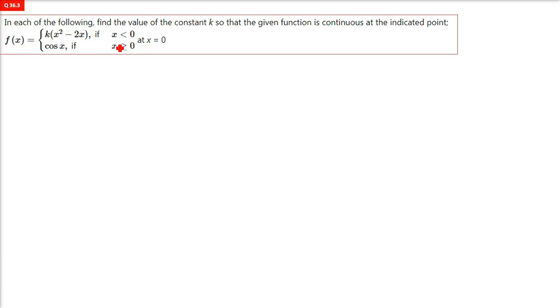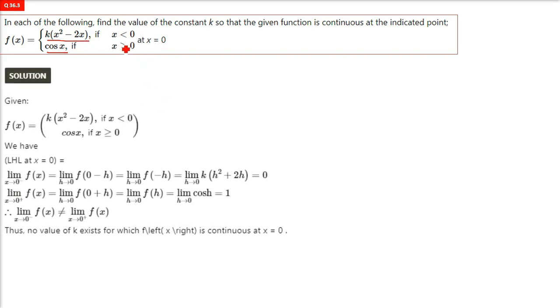In each of the following, find the value of the constant k so that the given function is continuous at the indicated point. So we have cos x, and k into (x square minus 2x). We can apply the limit also, but without even applying the limit we can solve this. So let us see how we are going to do this. Because x equals 0, if x is less than 0, then we have to use k into (x square minus 2x). When x is greater than 0, we apply cos x.